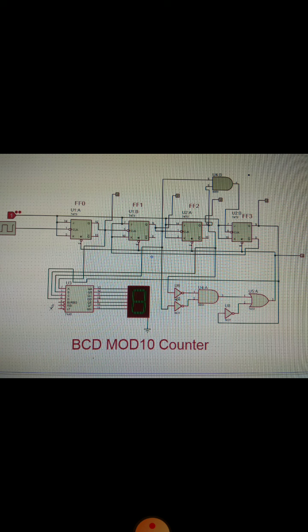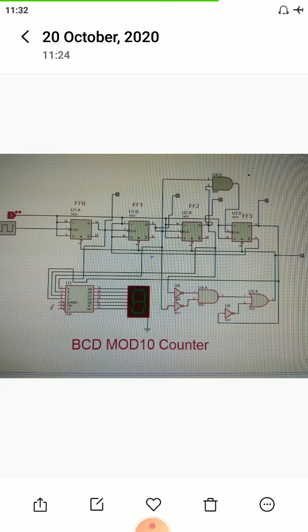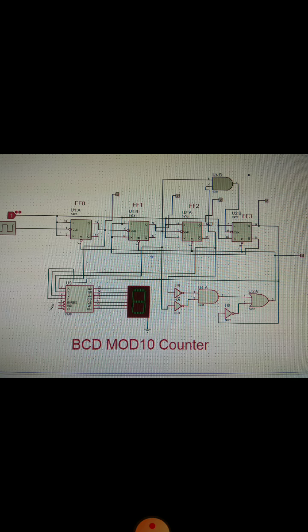So this is IC number 7473 for the JK flip flop, and for monitoring the output I have used a BCD to 7 segment decoder IC, that is 7448, and a 7 segment display, common cathode, is used for monitoring the counter operation, the decade counter.